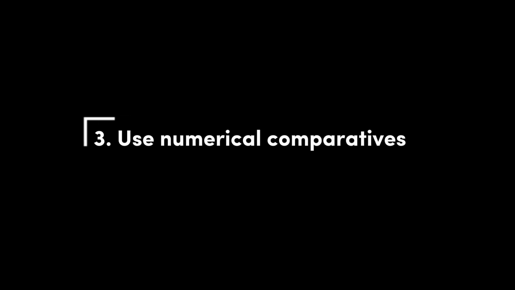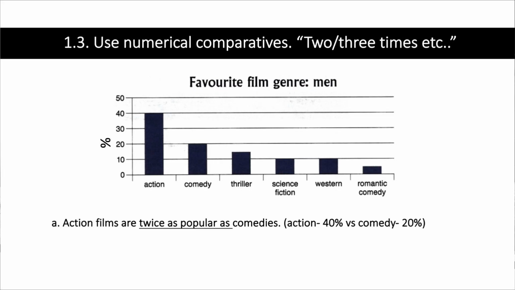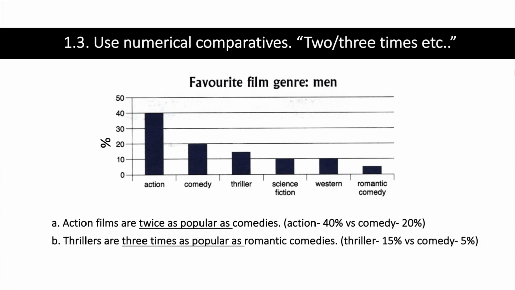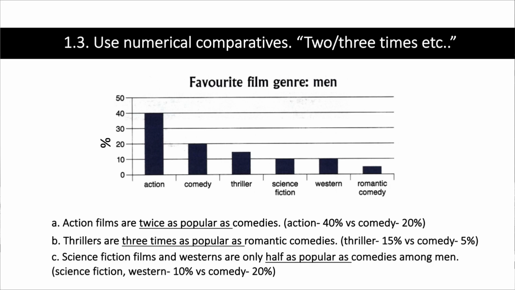We can also use numerical comparatives, such as 2 times, 3 times, half and twice, etc. For example, action films are twice or 2 times as popular as comedies for men. Thrillers are 3 times as popular as romantic comedies. Or, we could say, science fiction films and westerns are only half as popular as comedies among men. In this very last example, comedies are 2 times more popular than science fiction films or westerns.